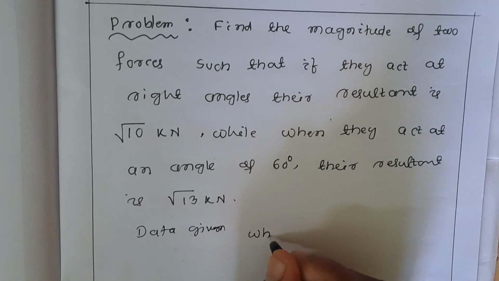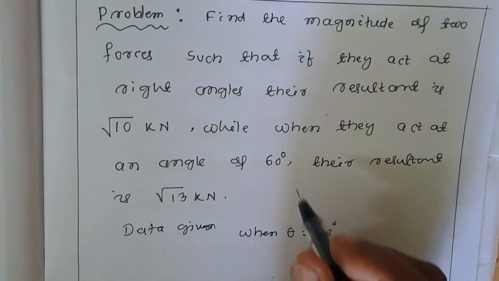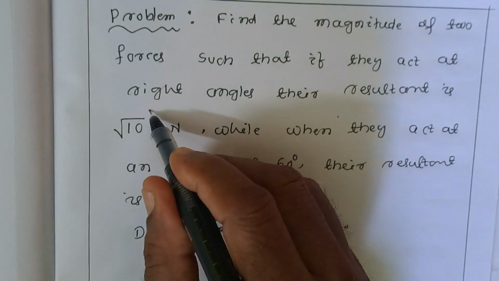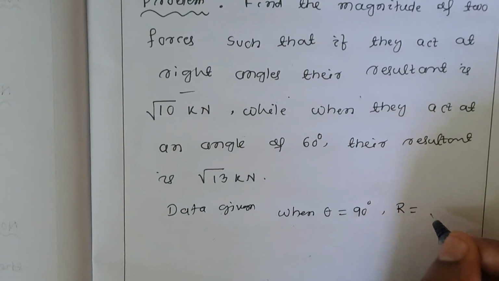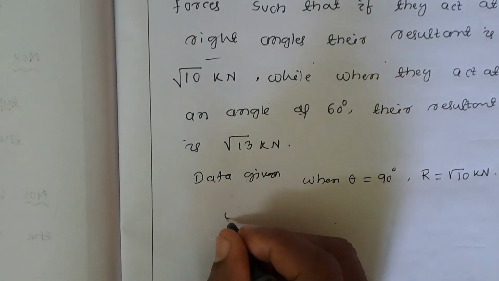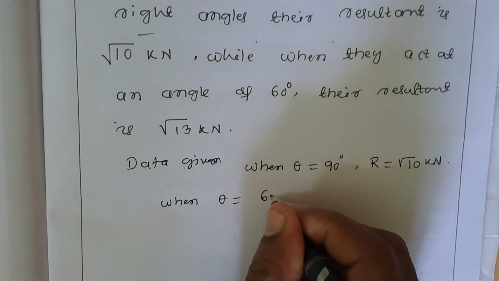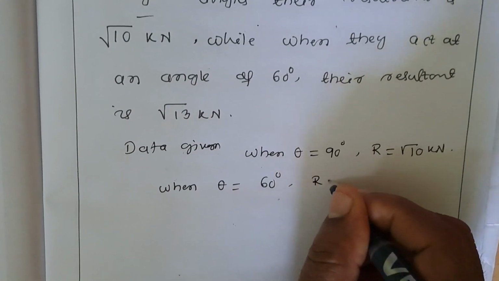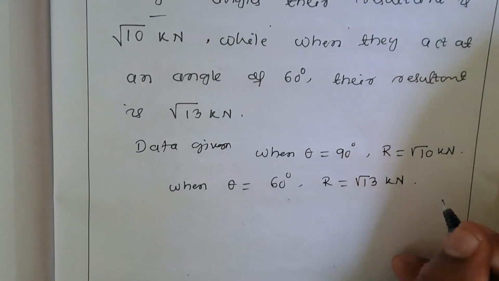When theta is equal to 90 degree, right angles means when theta is equal to 90 degree, R is equal to root over 10 kilonewton. When theta is equal to 60 degree, R is equal to root over 13 kilonewton.